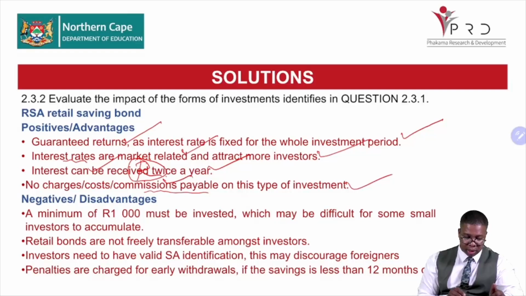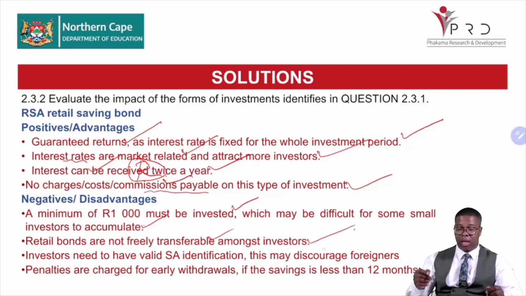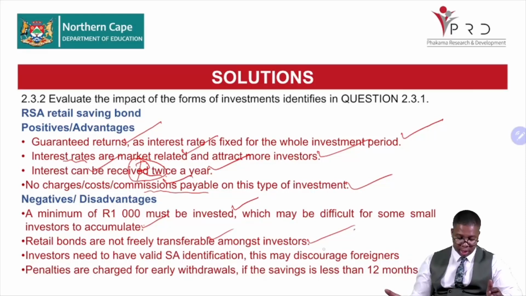Then we look into the negatives. A minimum of 1,000 must be invested, which may be difficult for small investors to accumulate. Then retail bonds are not freely transferable amongst investors, meaning you cannot give your investment to another person or another investor.